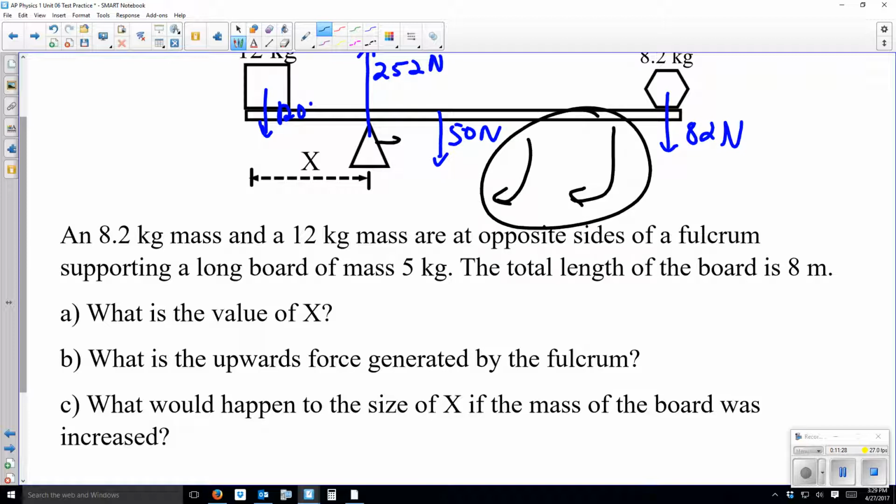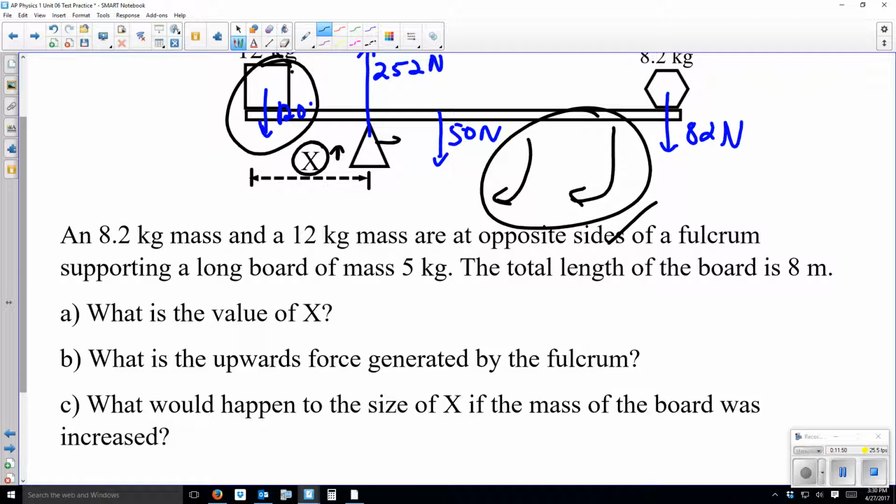I can't change the force, I'm not changing the mass, but if I make this X bigger, that gets me more torque. And I actually make these two torques smaller over on the right side as well. So X would have to increase to move the fulcrum towards the right to make those torques remain balanced.